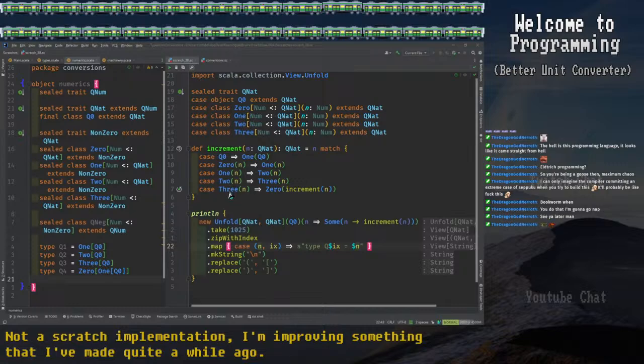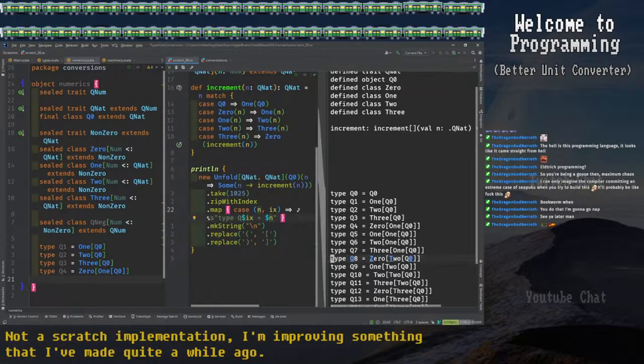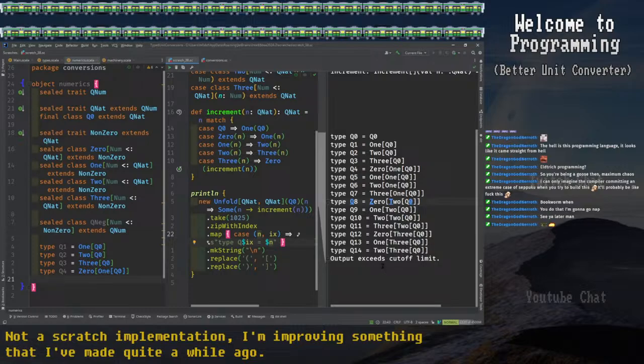I am going to make it plain, so it prints out in a window instead of... or not. I guess it's still going to do this anyway. What is Q0? 1, 2, 3. Output exceeds cutoff. Right. Well, we're gonna have to do this the other way.